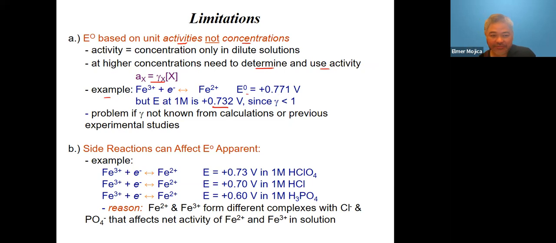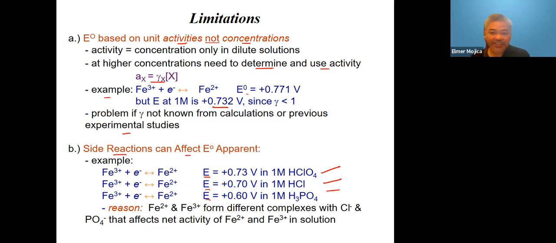So there's a problem if the activity coefficient is not known from calculations or previous experimental studies. In addition, you have to look at side reactions that can affect the potential. For example, with the same system, if you have a different acid, you're going to have a different cell potential. In perchloric acid, it's 0.73. In HCl, it's 0.70. In phosphoric acid, it's 0.60.